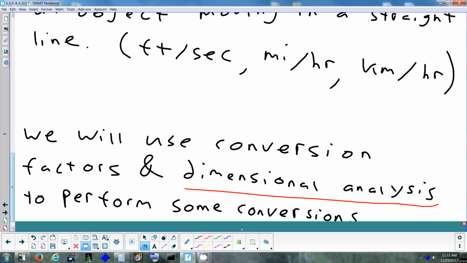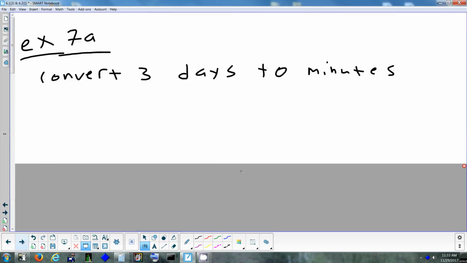Okay, for this, you do have to know basic conversions. You have to know how many minutes in an hour, how many seconds in a minute, that kind of stuff. If it was a really weird conversion, like how many kilometers in a mile, that's not as common, I would tell you what it is. But basic ones I expect you to know.